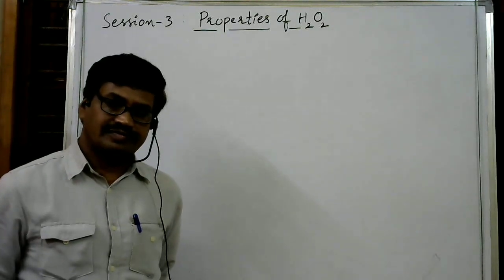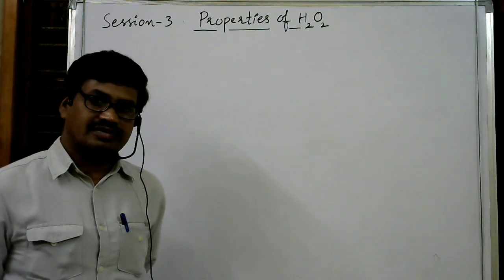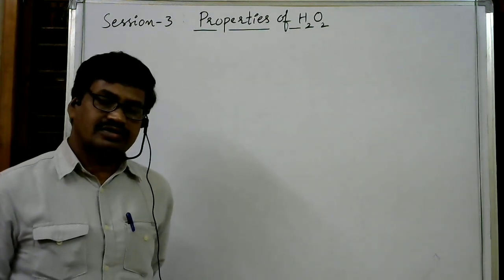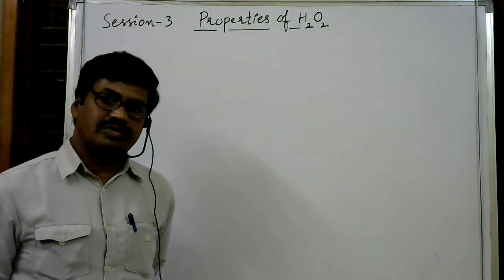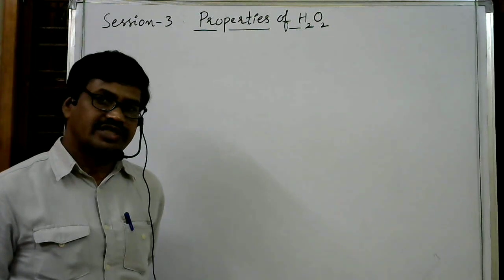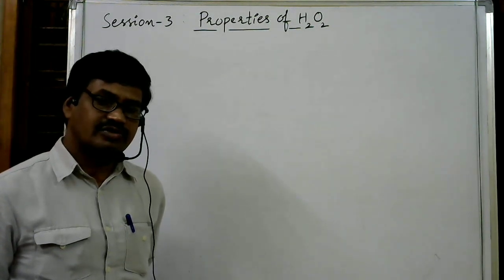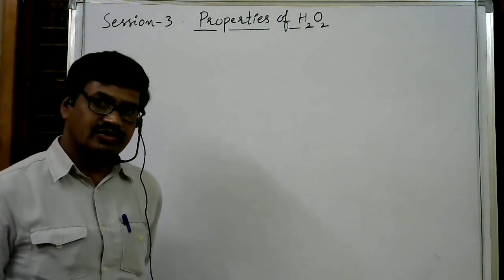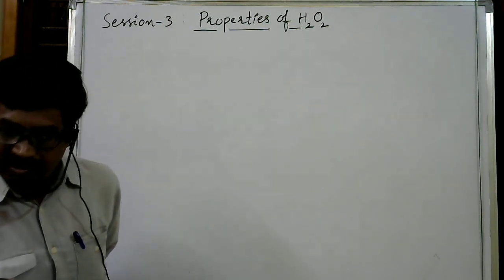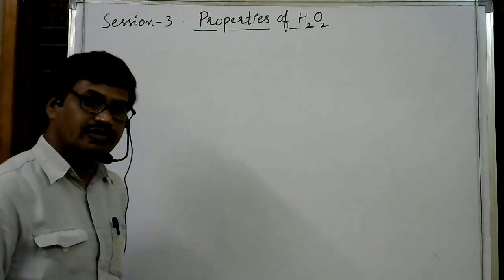Hi everyone. In the last session, we discussed some properties of hydrogen peroxide. There, hydrogen peroxide oxidizes lead sulfide (PbS) to lead sulfate. About that, I gave a clear explanation. Now, the second property we'll discuss: hydrogen peroxide oxidizes ferrous sulfate to ferric sulfate.